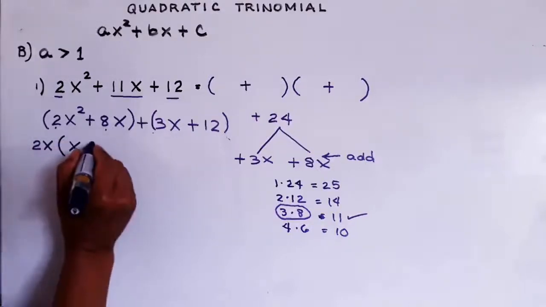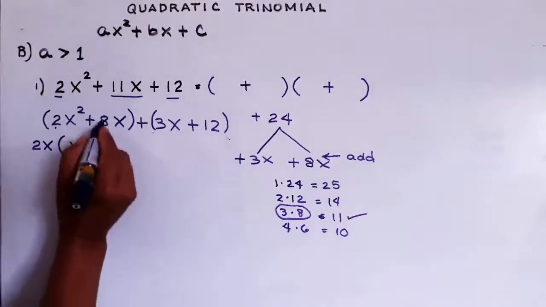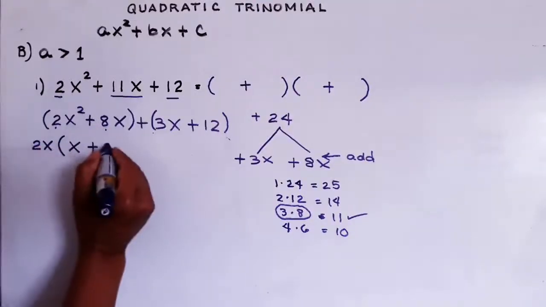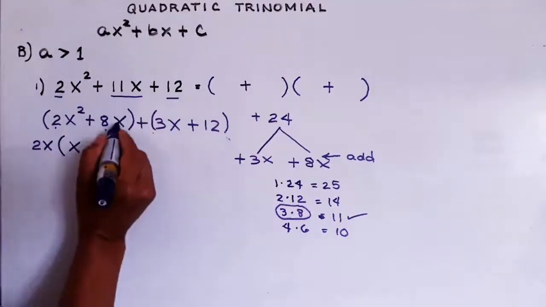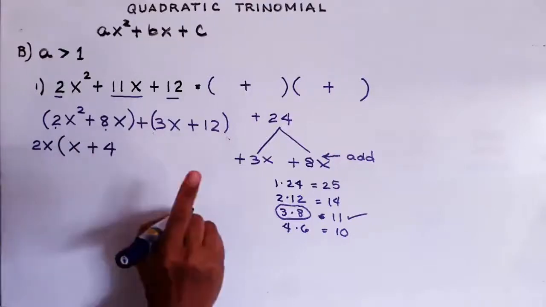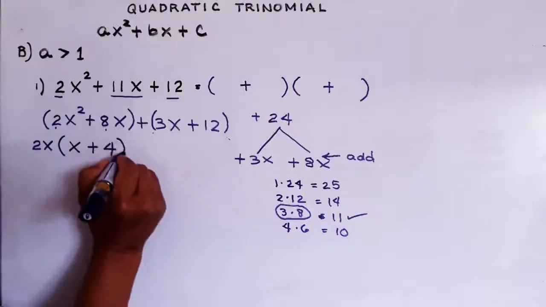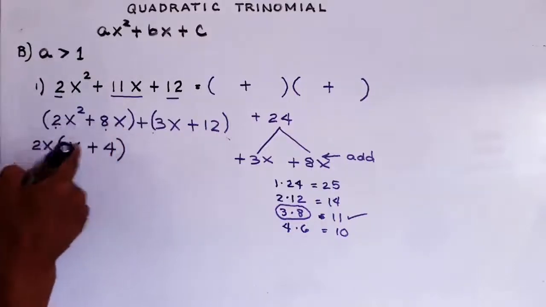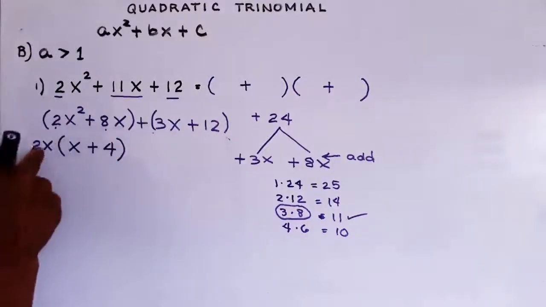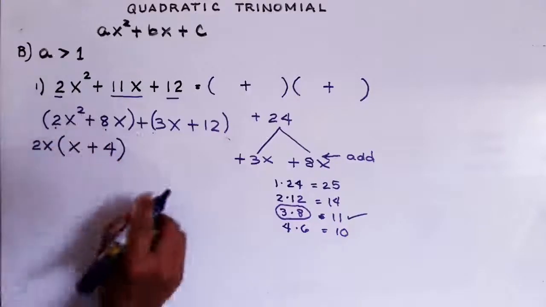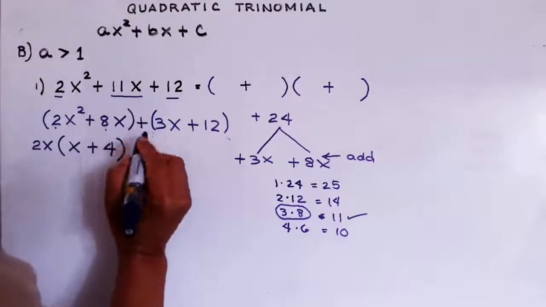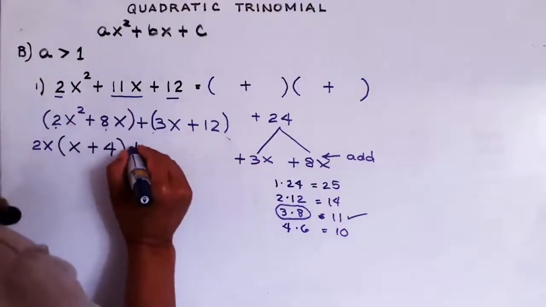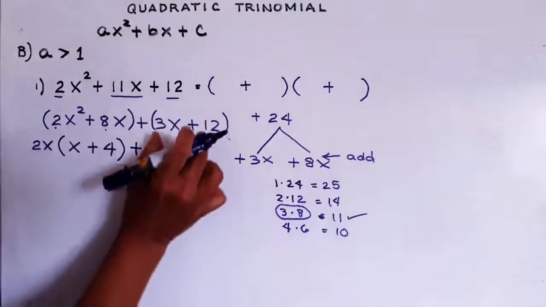Plus, forget the plus here. 8 divided by 2 is 4. x divided by x is 1. So we have our common monomial factor here. We have 2x times x, 2x squared. 2x times 4 is 8x. Okay, copy this one, plus, then we factor this one.